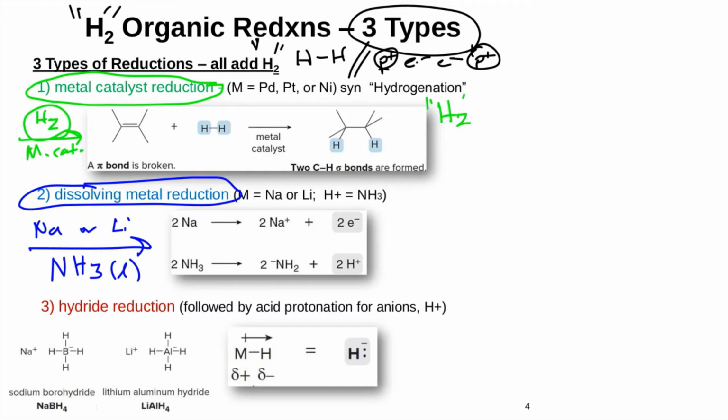Now, in order to get liquid ammonia, we have to go down to cold temperatures. Your book doesn't emphasize this so much over the arrow. Usually it just says ammonia, but you can't literally run your reaction in gas because that won't dissolve anything. So you're going to run it in liquid ammonia, at cold temperatures, like negative 78 degrees Celsius, okay?